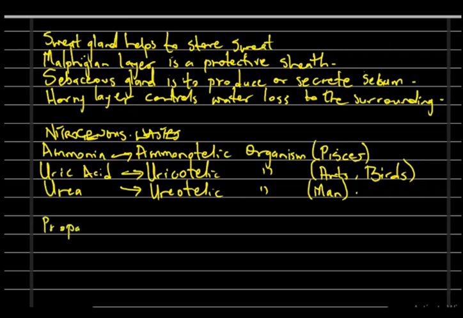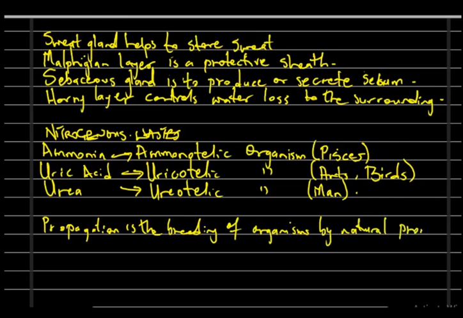Propagation is actually talking about the ability of an organism to be produced from a parent organism. So propagation is the breeding of specimens of an organism by natural processes from a parent organism. That is basically what propagation is talking about.